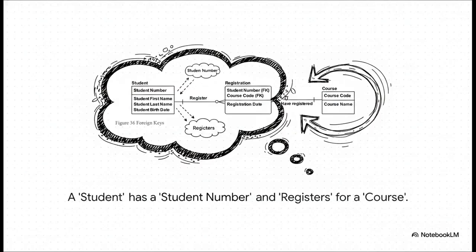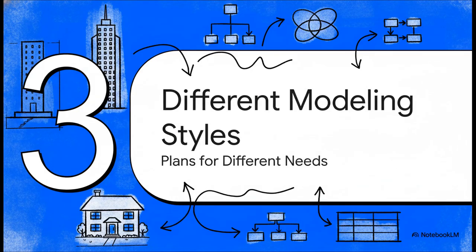And you might notice on the diagram how things like student number show up in a couple of places. That's what we call a foreign key, and it's the magic glue that creates those powerful connections between all our data tables.